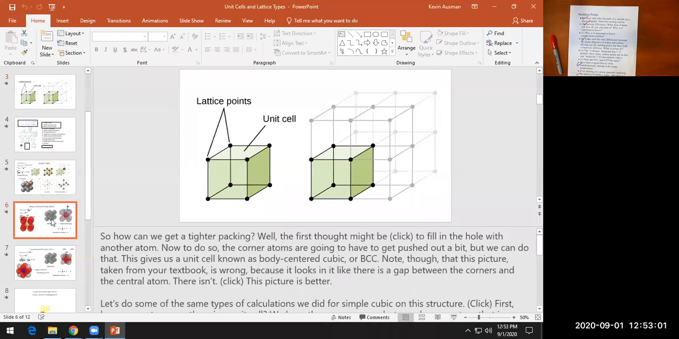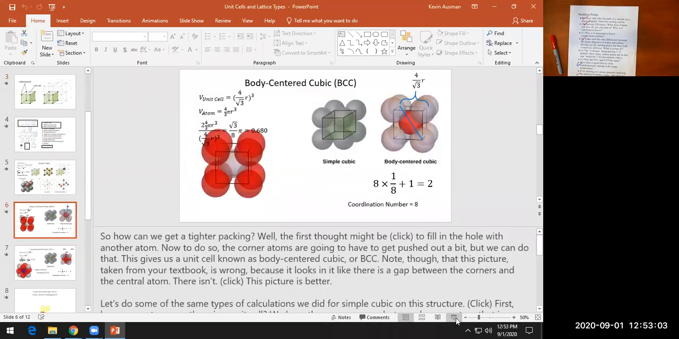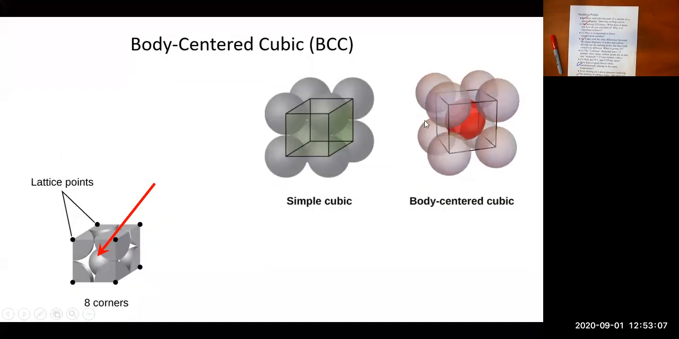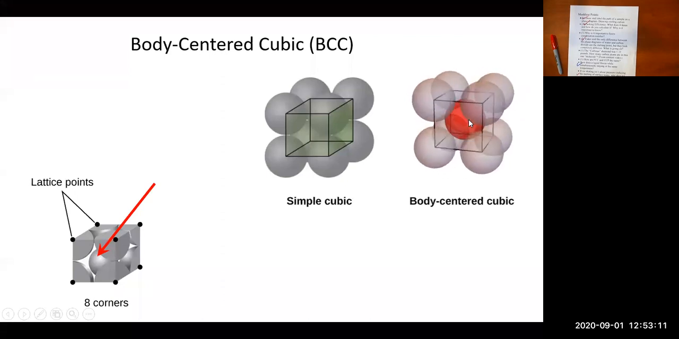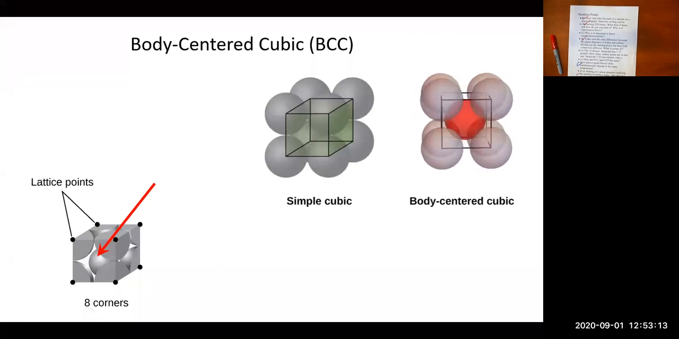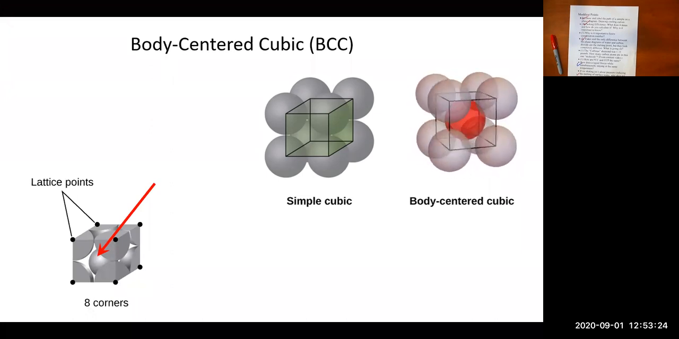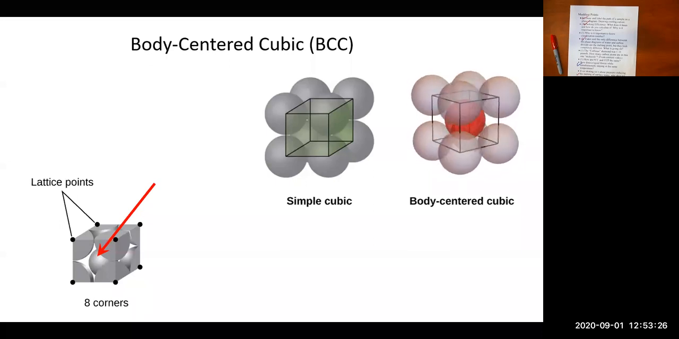If we look at body-centered cubic, well, if we focus on the red atom, then pretty clearly all of the 8 corners are equidistant from that central atom, and everything else is going to be further away than that. So our coordination number for body-centered cubic is 8.